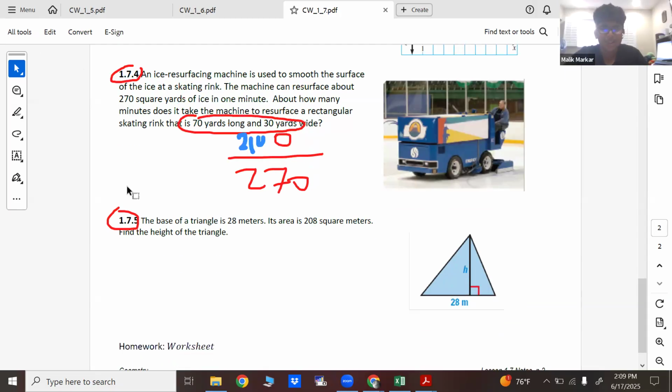Did you get a calculator, or did you do it directly? I put it in the calculator. Okay, then let's try the last one here. Then we're done for today.